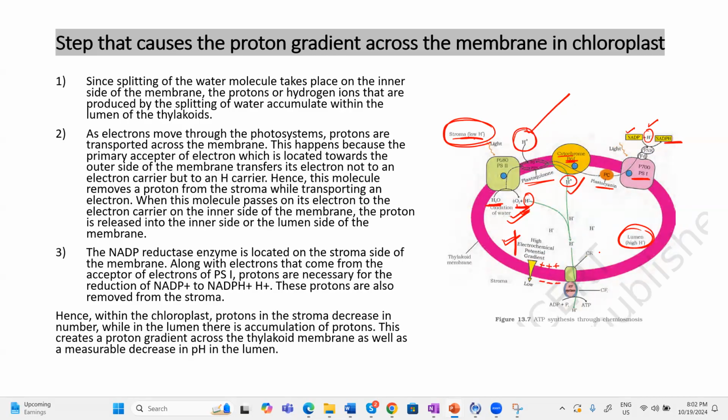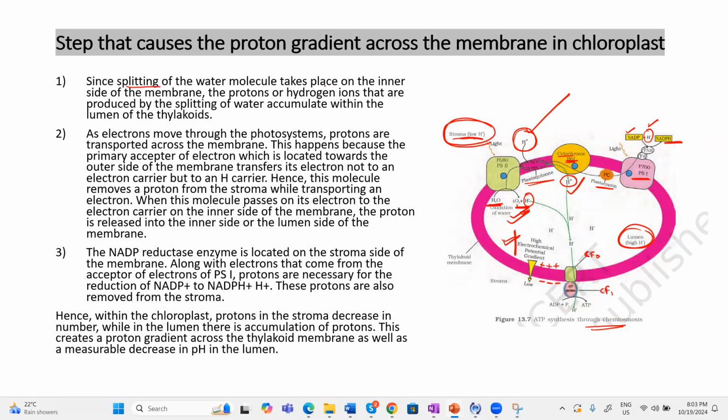And now this proton is passing through CF0. This is the CF0 particle, and this is CF1. I have already explained this in the previous slide. So ATP synthesis is done. So I hope this diagram is clear. Just see the theory also once again.